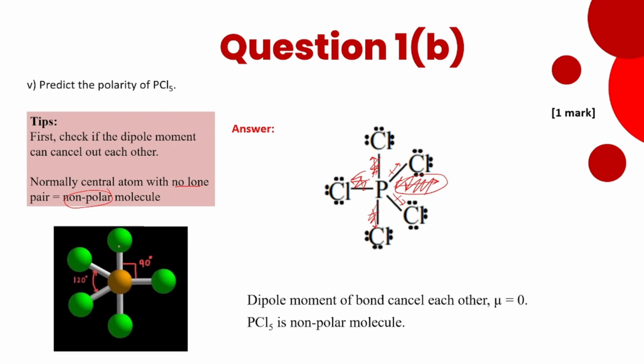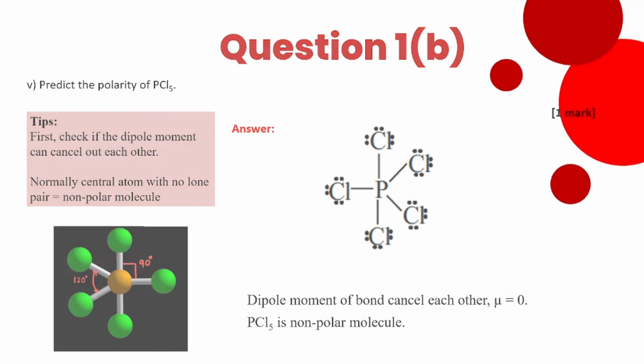So it's simulating what you can visualize here. Upwards, downwards, will create something at the left hand side, which cancels out with the right hand side. So it's going to be 0. Upwards and downwards, so it's going to be 0. That is why PCl5 is a non-polar molecule.